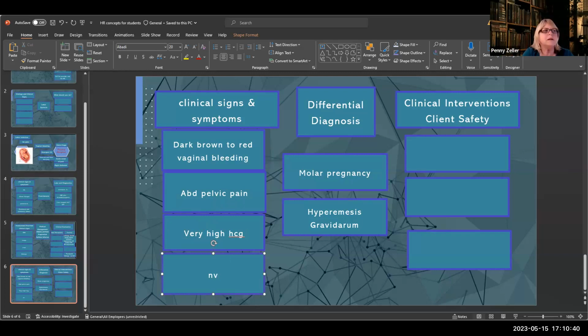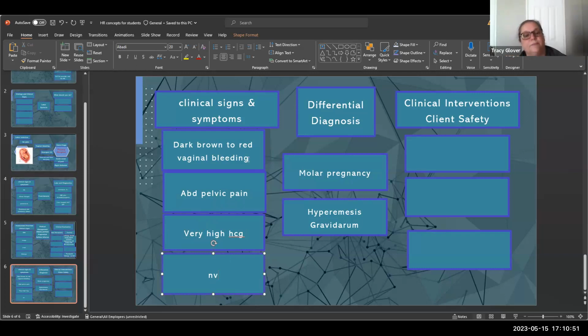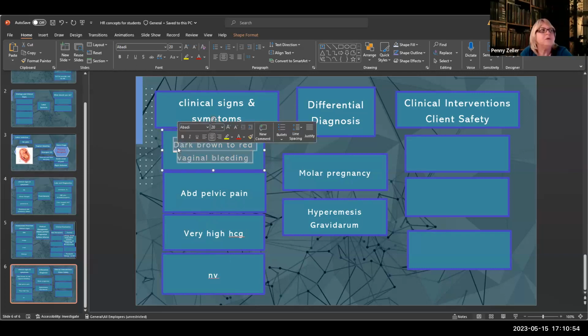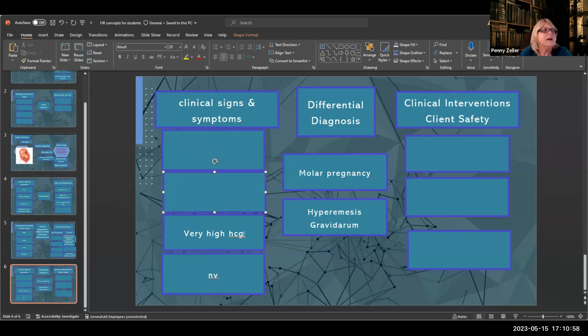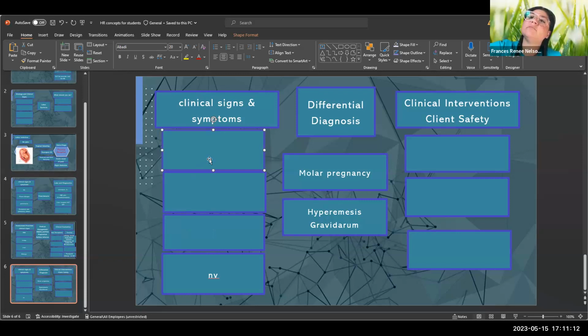Okay, nausea and vomiting. So what about hyperemesis? Would you see those things with hyperemesis gravidarum? Definitely the nausea and vomiting. Usually we're not concerned about pelvic pain or HCG levels, okay? What would you see with hyperemesis, other than nausea and vomiting? There's two things. Dehydration?